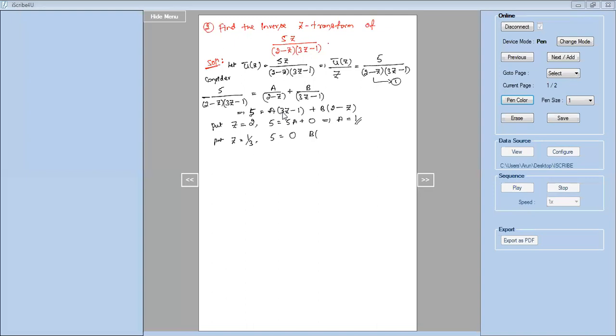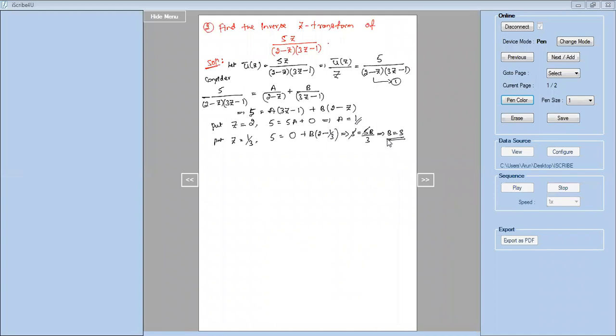Whereas b, it is 2 minus 1 by 3. So this implies 5 equals, take LCM, 3 into 2, 6. 6 minus 1, 5. So it is 5 into b divided by 3. So this implies b equals, see this 5 gets cancelled. If you cross multiply, you get b equals 3. Right, 5 gets cancelled. If you cross multiply, b becomes 3. So the value of a is 1, b is 3.